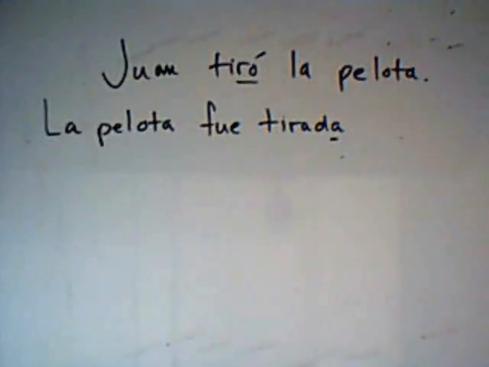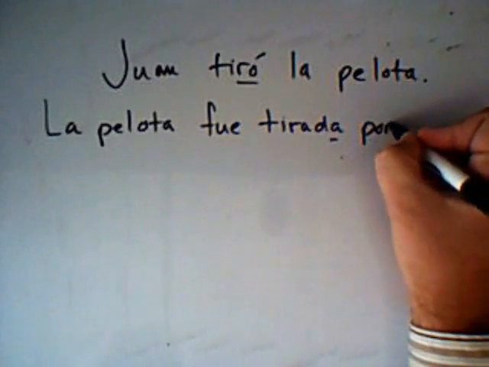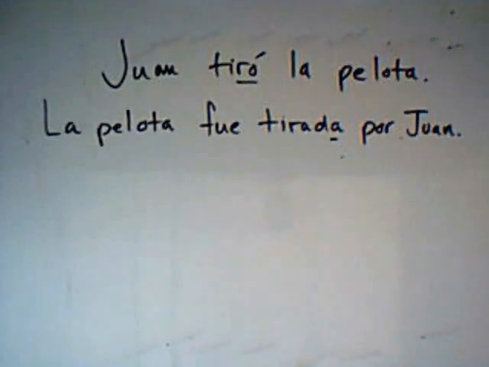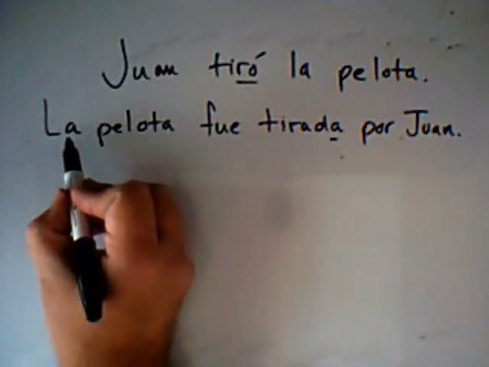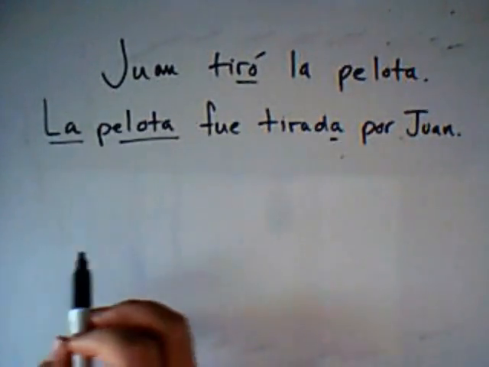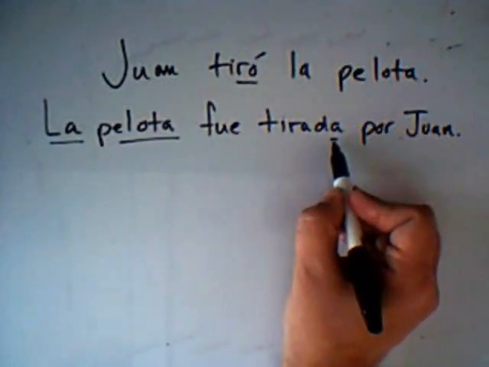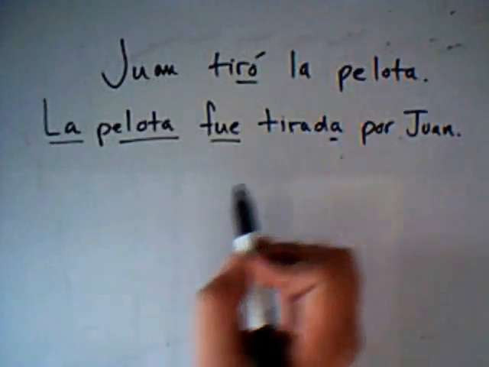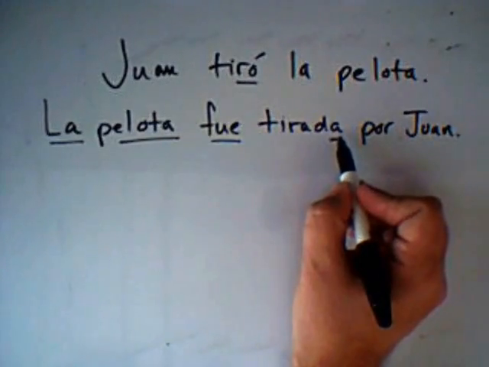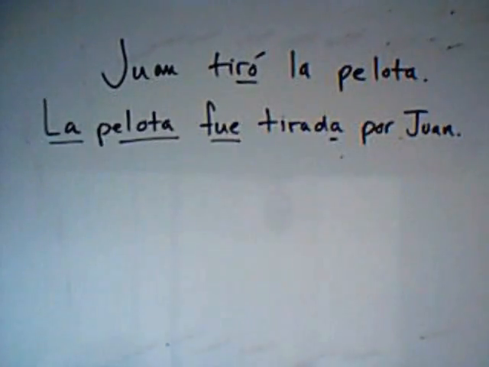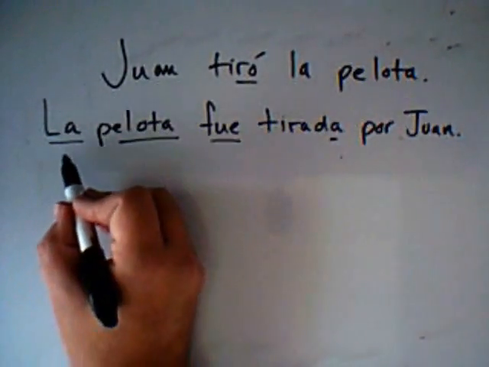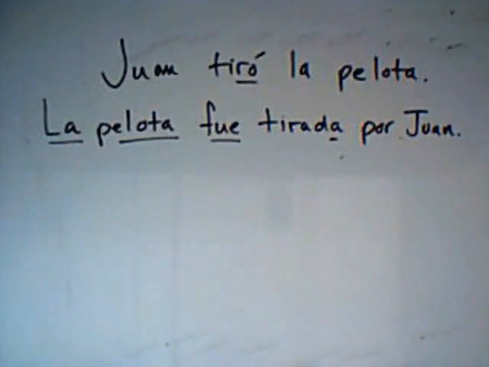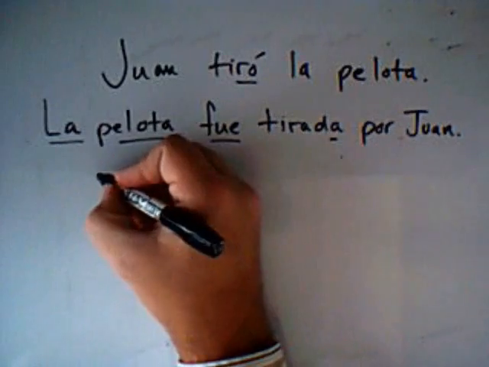we'll talk about why that ends in a, por, and then our agent, who was our subject, Juan. Okay, I say he was our subject because now the subject is la pelota, which means that any verbs have to agree, so singular. And this tirada reflects the fact that pelota is feminine. Entonces, la pelota fue tirada por Juan. Okay, the ball was thrown by Juan. How about our other example?